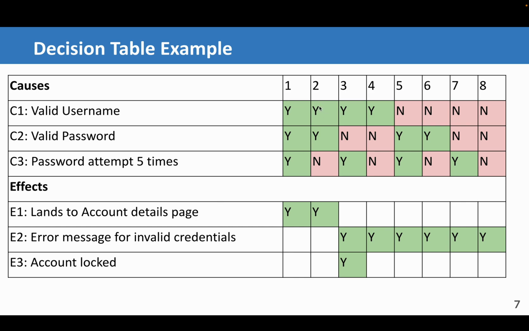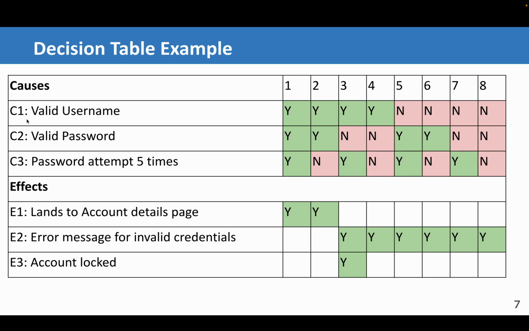And the second combination indicates that the username is valid and password is valid, but the password attempt is not 5 times. It can be the first time, second time, or so. Eventually the user enters the valid username and valid password, and that is not the 5th attempt. So even in this case, the user will see the account detail page. Now we have the third condition.